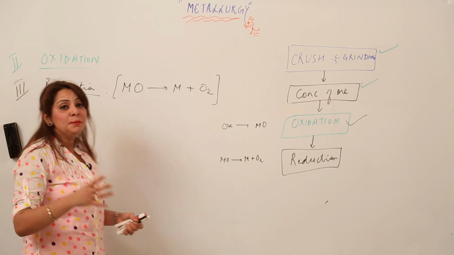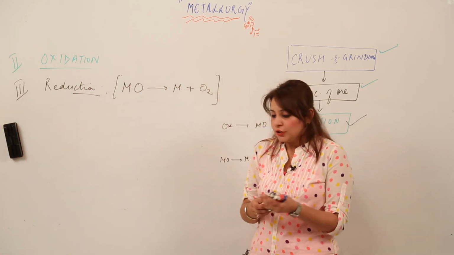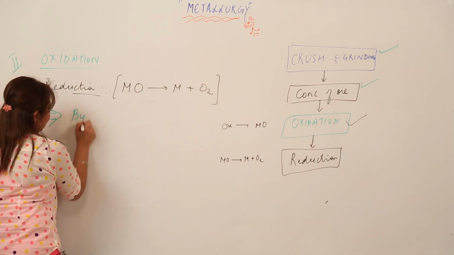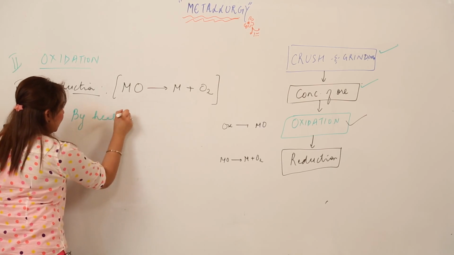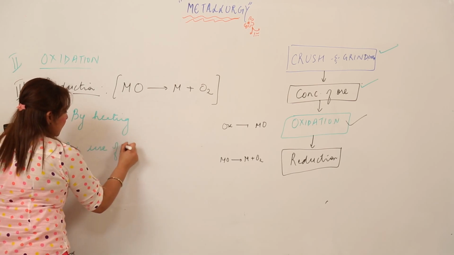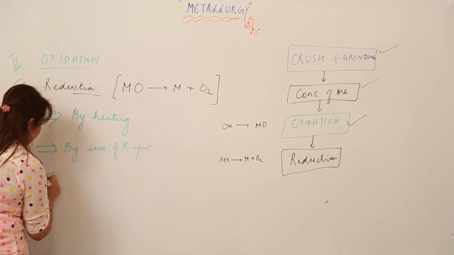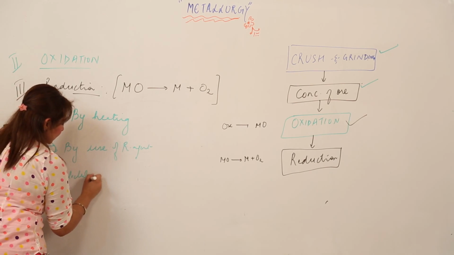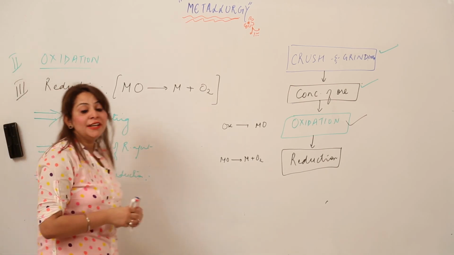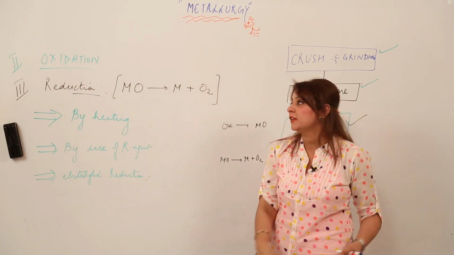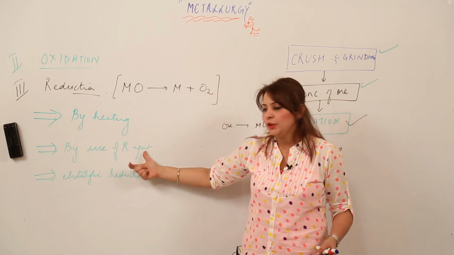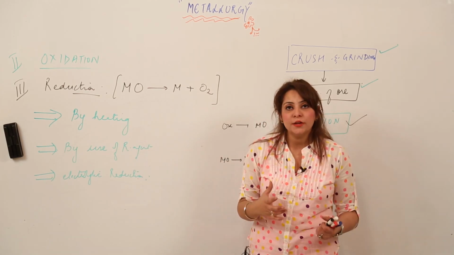Now again, there are many methods employed for the reduction. What are those 3 methods? First method is by heating. Second method is by use of reducing agent, and third method is electrolytic reduction. Right. So there are 3 methods which are employed to separate oxygen from metal.